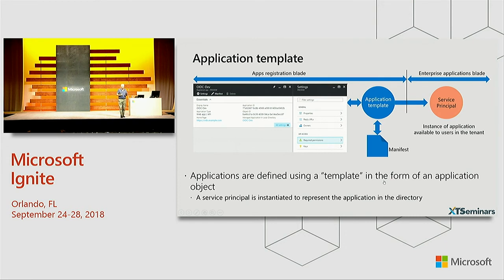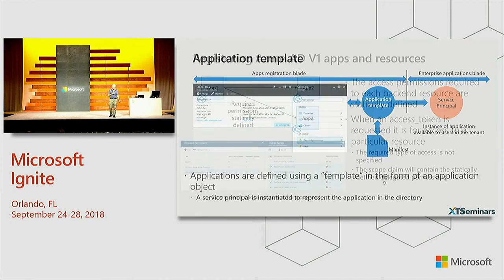Okay? And why do we have this method of doing it? Well, one of the reasons is multi-tenant apps. So we have a template in one tenant, and that app can be used in lots of different tenants. So a service principal gets instantiated in the different tenants. Not time to go into multi-tenant apps here, but that's sort of one of the reasons the template is there. But just remember, template in the application registration blade. When you create an instance, it's in the enterprise blade, and that's a service principal.